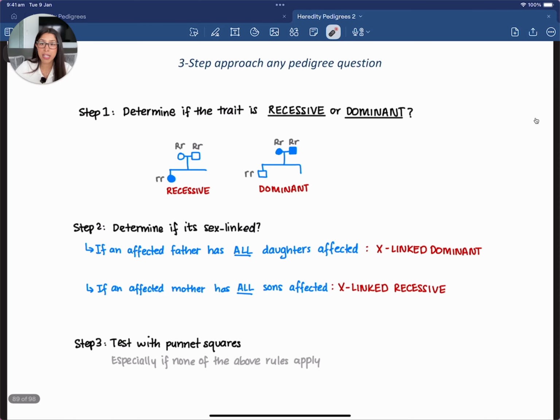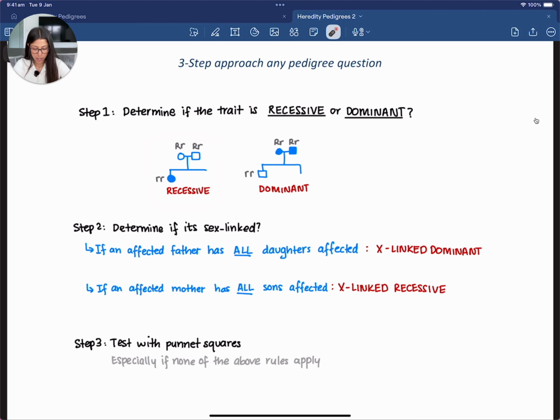So the first step here is determine if the trait is recessive or dominant. Now you're going to try and look out for either 2 affected parents that have an unaffected offspring. And if you see anything like this, you can automatically assume that it's going to be dominant. And if you see that you have 2 unaffected parents with an affected offspring, then you'll automatically assume that it is a recessive condition.